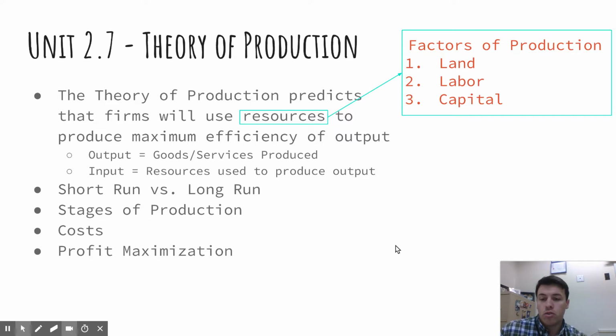We're also going to get into short run versus long run, what that's about. We're going to look at the stages of production. We're going to look at costs, and how you analyze the costs in terms of your revenue to maximize profit. So we're going to try to go through that in less than 10 minutes here.